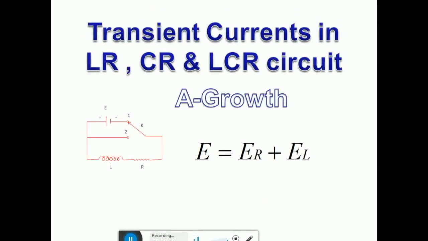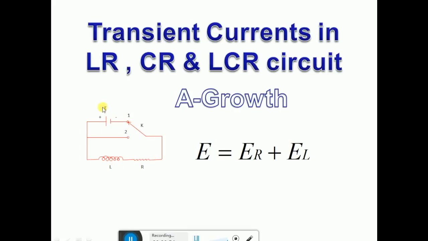In the LR circuit, we shall discuss growth of current first. Let us consider an inductor and a resistor connected in series, and it is excited by the battery. We have a switch named K having positions 1 and 2. When the switch K is in position number 1, the battery is connected to the series LR combination.